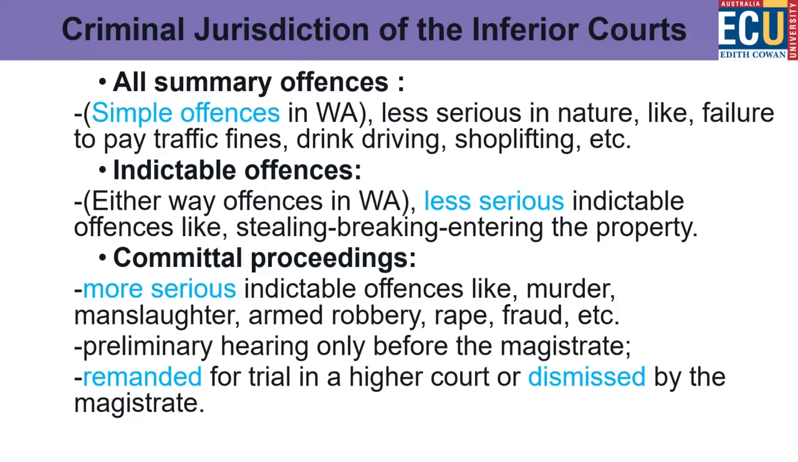There can be some offences which are indictable offences. They are known as either way offences in Western Australia. The magistrate courts can decide to hear the case or refer the matter to a higher court. But if the crime is very serious, the magistrate court will start the committal proceeding. That means they will do the primary investigation. Based on that committal proceeding, they can refer the matter to the higher court for a thorough investigation, for a full trial. Does it make sense?